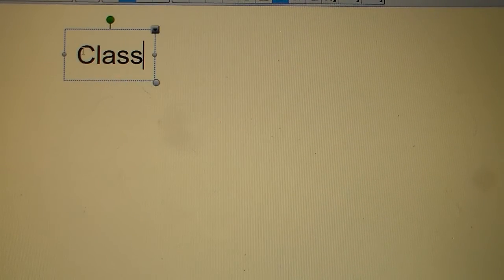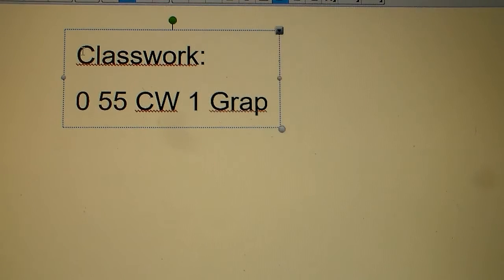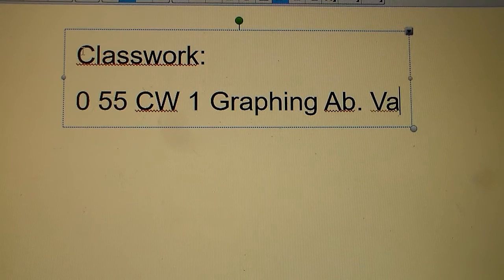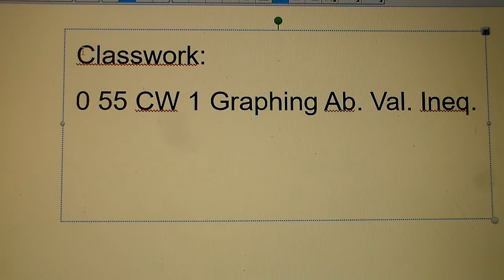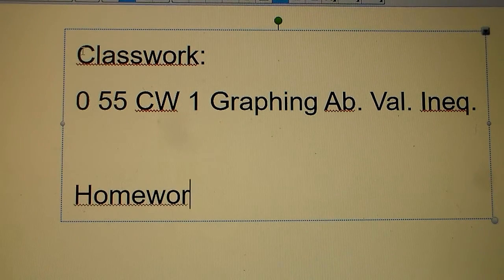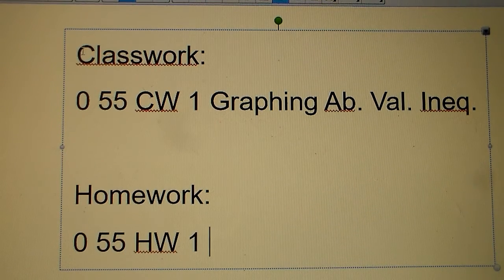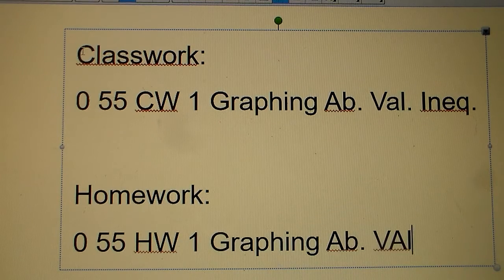So, classwork for today. We're going to do 055 CW1, graphing absolute value inequalities. Your homework is going to be 055 HW1, graphing absolute value inequalities.